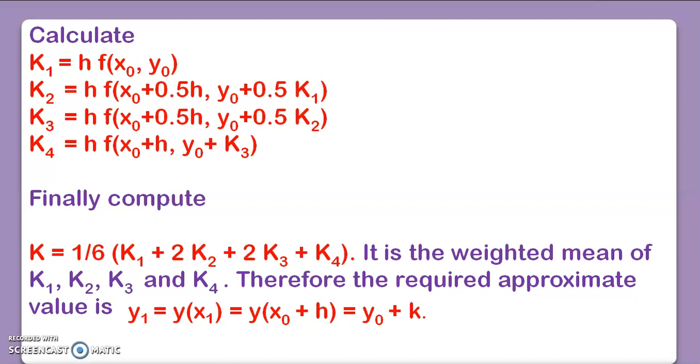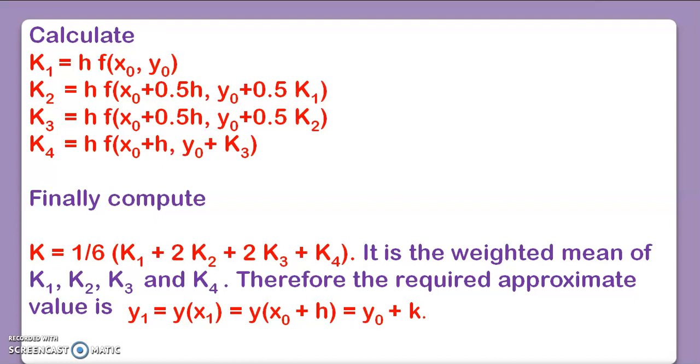Here we are going to find k1, k2, k3 and k4. Finally we compute k, that is 1/6 (k1 + 2k2 + 2k3 + k4). This k can be treated as the weighted mean of k1, k2, k3 and k4. Therefore the required approximate value is y1, which means y(x1), that is y(x0 + h), equal to y0 + k. So this is the first approximation.